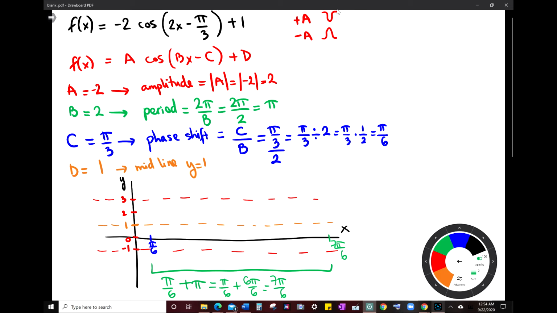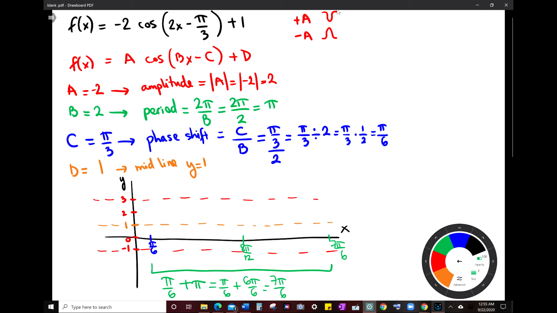Now I need to find the midpoint between pi over 6 and 7 pi over 6. So to find the midpoint, I will take pi over 6 plus 7 pi over 6, and that will give me 8 pi over 6, and I divide it by 2. So it will give me 8 pi over 12. Okay, so you can work on it on the side.